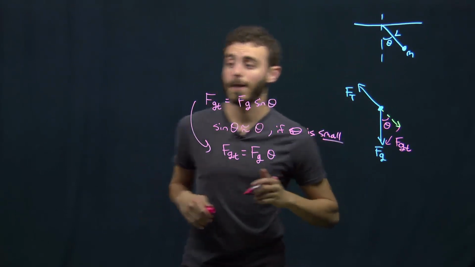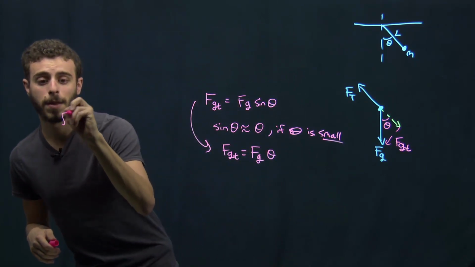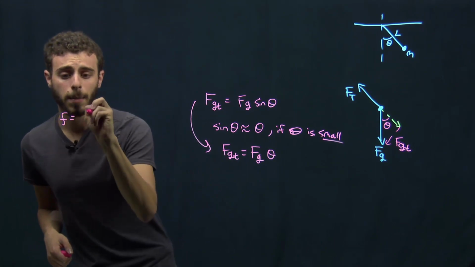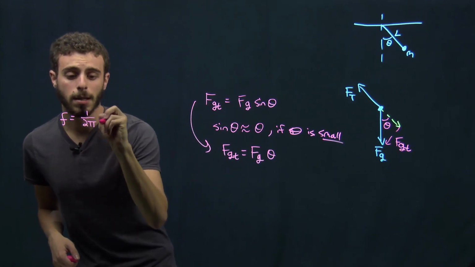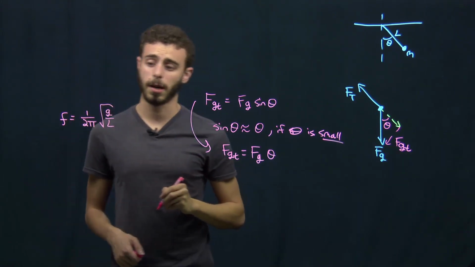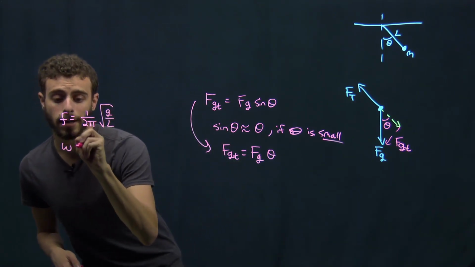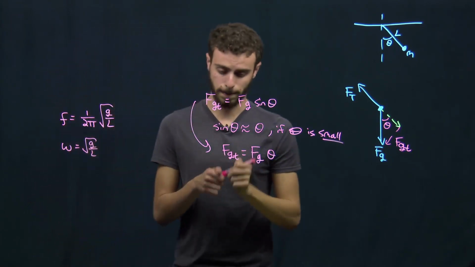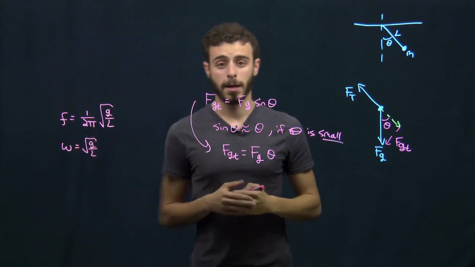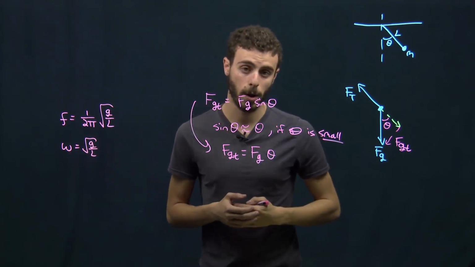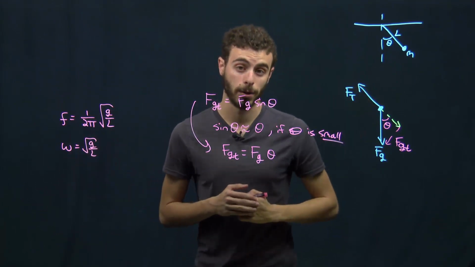Assuming that all of that is true, we can derive some things using our knowledge of simple harmonic motion. We then get that our frequency is going to be equal to 1 over 2 pi times the square root of g over L. And our angular frequency simply will be the square root of g over L. So these are some quantities we'll use today, and again this is only true assuming that we have the small angle approximation and this is a simple pendulum.